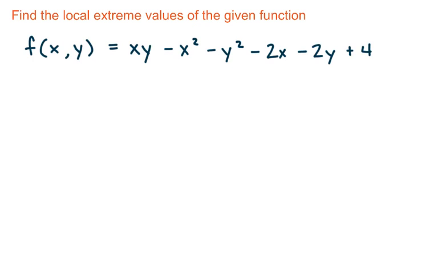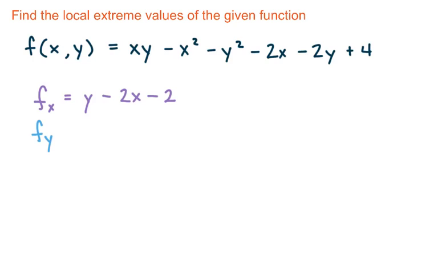I should pluralize that correctly. So my function f of xy is equal to xy minus x squared minus y squared minus 2x minus 2y plus 4. All right, so the first thing we're going to do is find that partial derivative with respect to x. So that means we treat y as a constant, and I will get y minus 2x plus 0 minus 2 plus 0 plus 0.